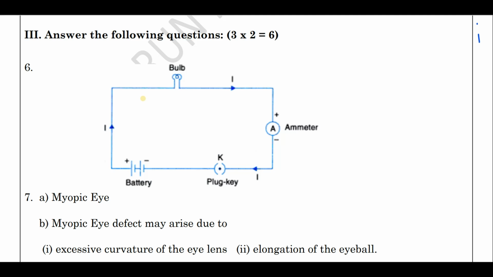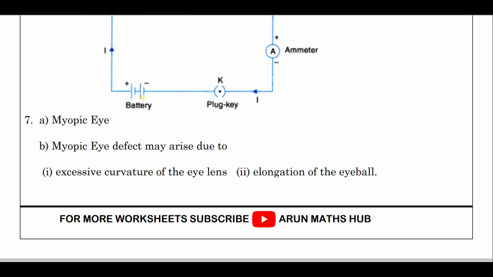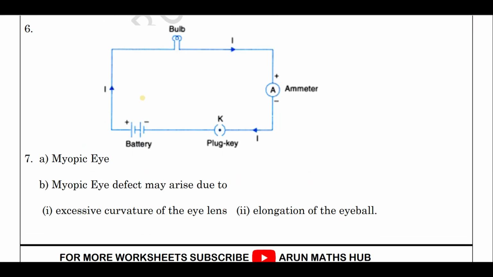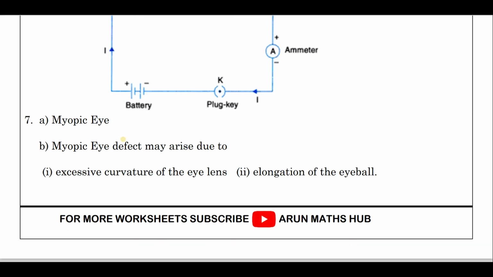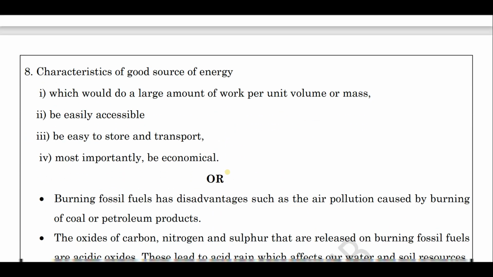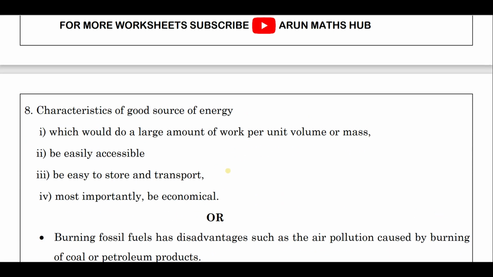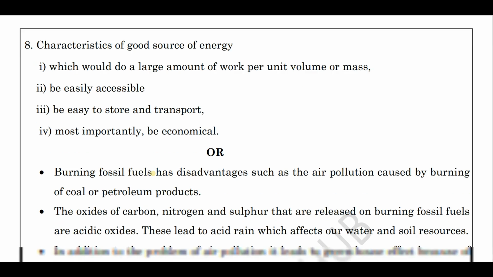Simple electric circuit diagram. For the seventh question, it is a myopic eye. The reasons for myopic eye are excessive curvature of the eye lens and elongation of the eyeball. Eighth question, characteristics of good sources of energy. It should do a large amount of work per unit volume or mass. It should be easily accessible, be easy to store and transport. More importantly, it should be economical.